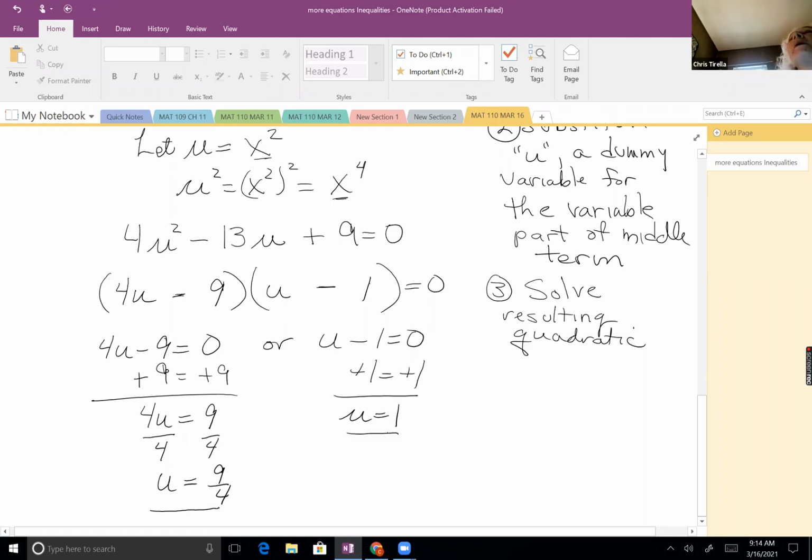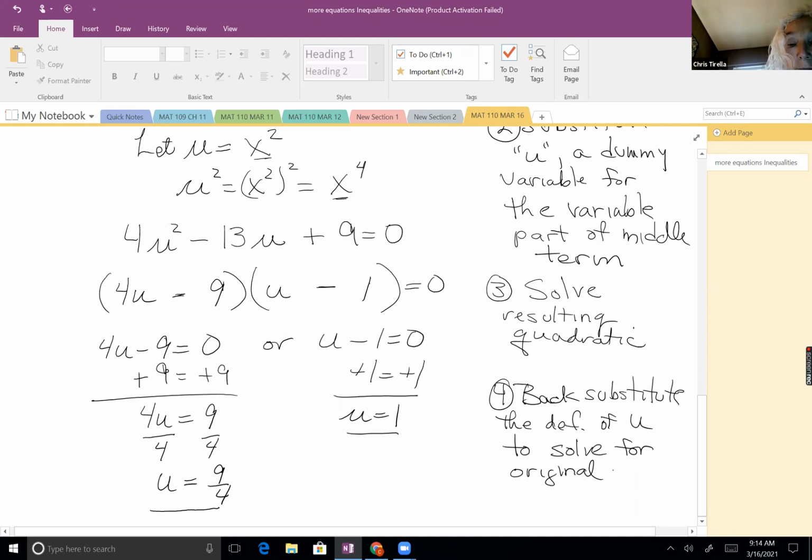But there's a problem here. We solved for u. Our original equation wanted us to solve for x. So what we're going to do now is back substitute the definition of u to solve for the original variable. And so what does that mean?